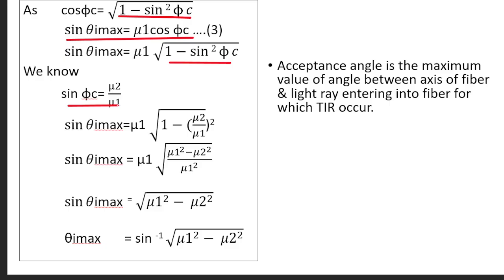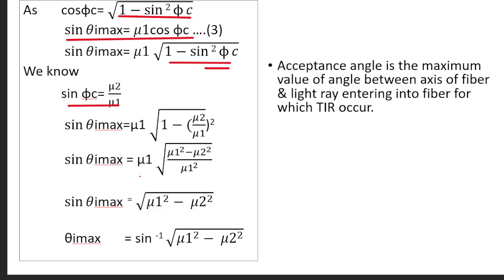This derivation we have already derived when we started the optical fiber session number 1. If you don't know this, you can use the video of session number 1 for the optical fiber. Now, sine of phi c equals mu2 upon mu1, so we are using this value of sine of phi c in the above equation. This equation can be written as sine of theta i max equals mu1 as it is, square root of 1 minus, and here we replace the value of sine of phi c, mu2 upon mu1 whole square.